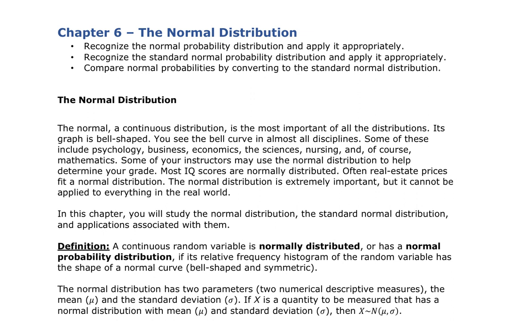In this chapter, we're going to look at the normal distribution, the standard normal distribution, and those types of applications that are associated with them. So a continuous random variable is considered normally distributed, or has a normal probability distribution, if its relative frequency histogram of the random variable has the shape of a normal curve. In other words, it's bell-shaped and it's symmetric.